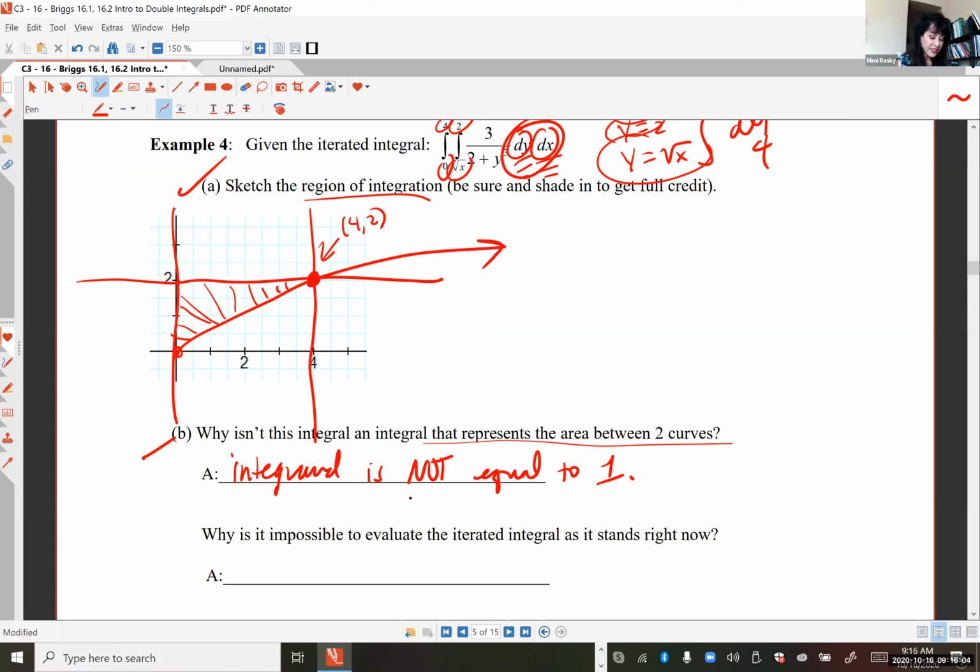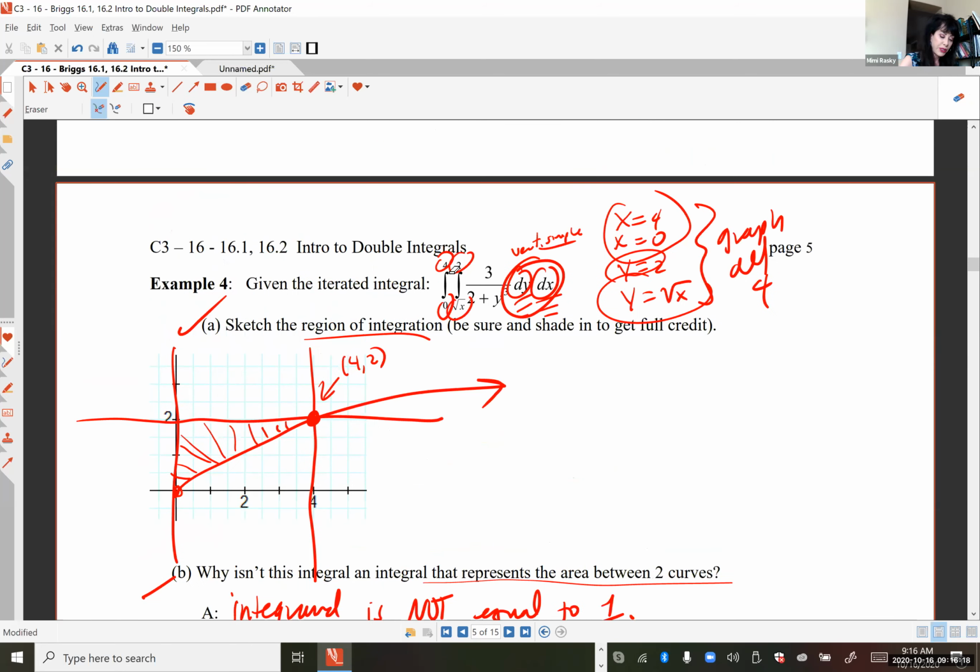Okay, why is it impossible to evaluate the iterated integral, that's fancy schmancy talk for a multiple integral, in this case a double one, as it stands right now? Well, what do you mean? Let's just look here. Let's pretend we didn't know that we couldn't integrate. Like, let's say somebody said integrate, and you're like, okay, no problem. Let's take a look. So the innermost integral is with respect to y. Okay, fine. Do you know how you're going to integrate 3 over 2 plus y cubed with respect to y?